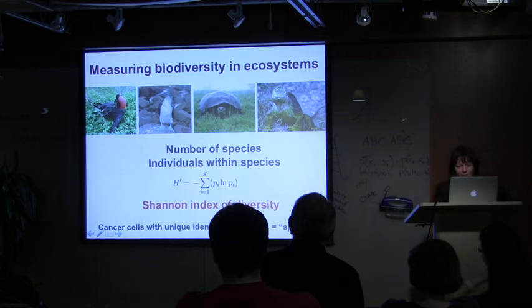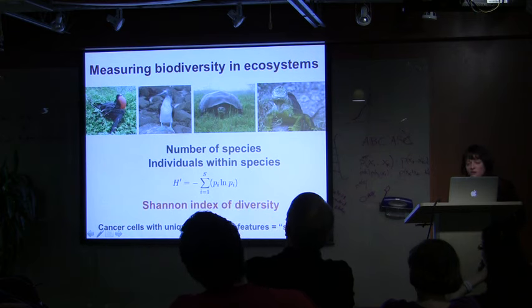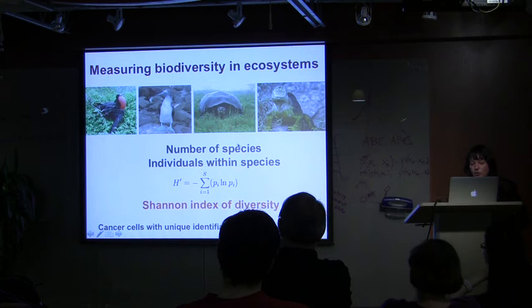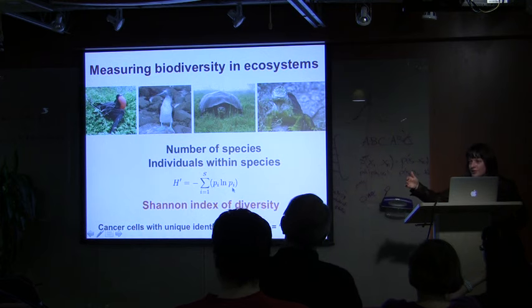You can measure biodiversity in an ecosystem using the Shannon index of diversity, where you count how many species you see and how many individuals within each species. So you count how many frigate birds, how many blue-footed boobies, turtles, when you go on a walk. Based on this there is an equation, which is pretty simple. You just add up.